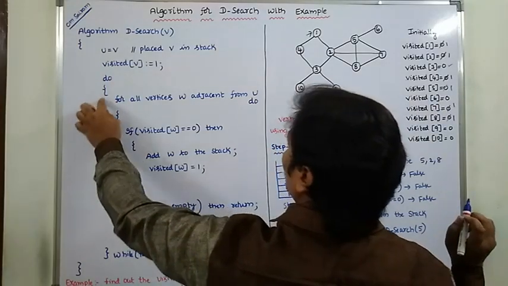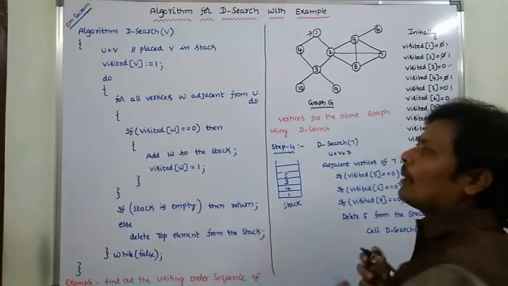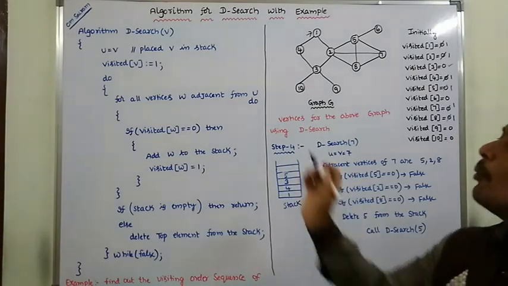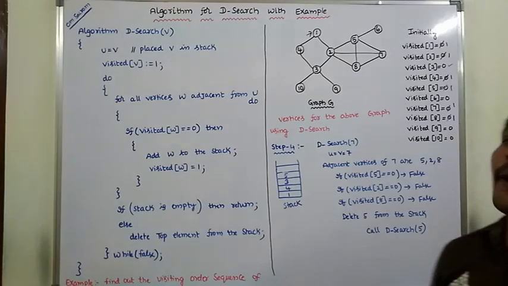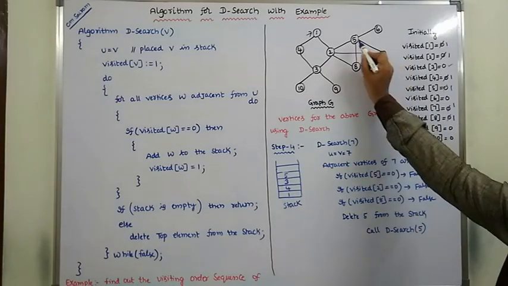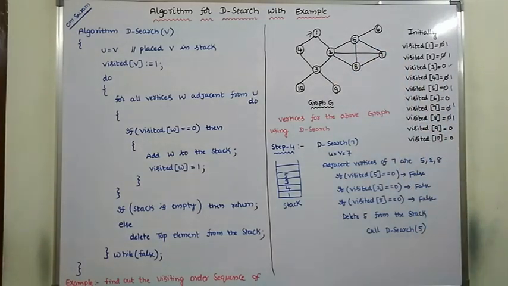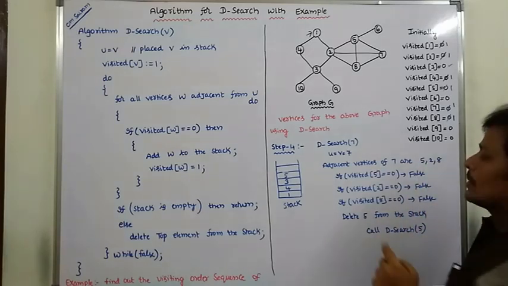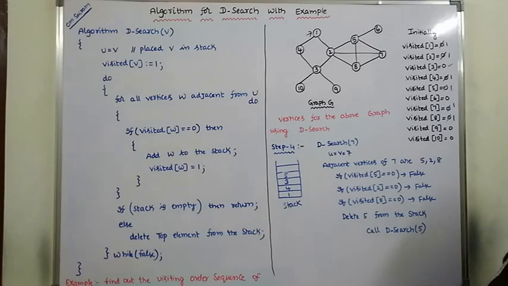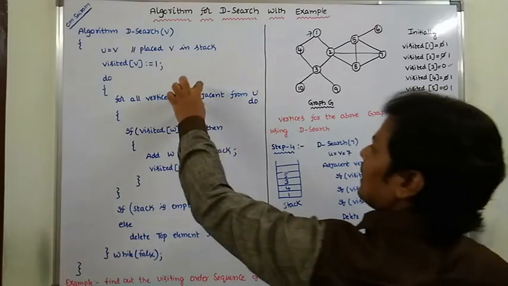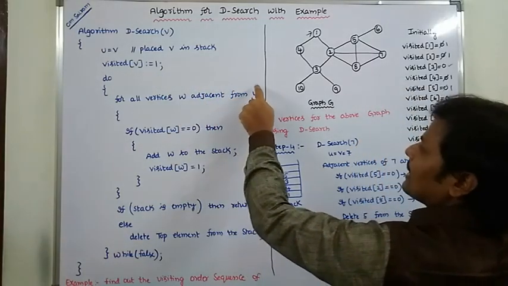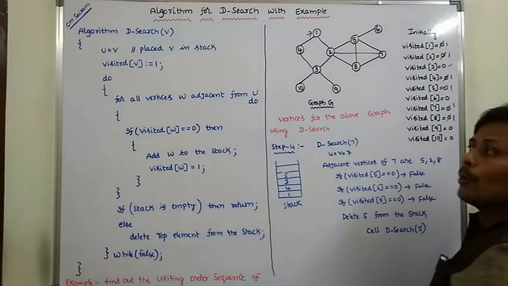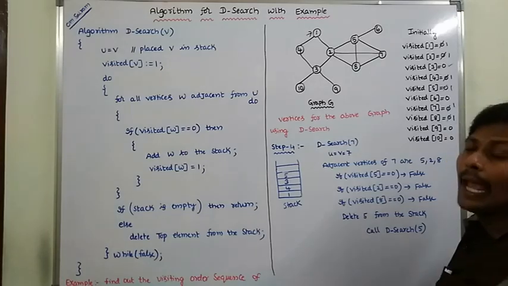Next, do, brace begin. For all vertices W adjacent from U. Here U is nothing but 7. What are the adjacent vertices of 7? 7 adjacent vertices are 5, 2, 8. So now W can be taken as 5, 2, 8. So among them, first W can be taken as 5. So this condition is true. Vertex 7 has the adjacent vertices 2, 5, 8. Now first W can be taken as 2.